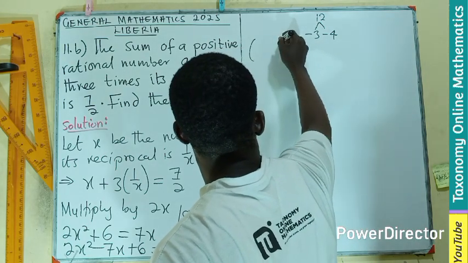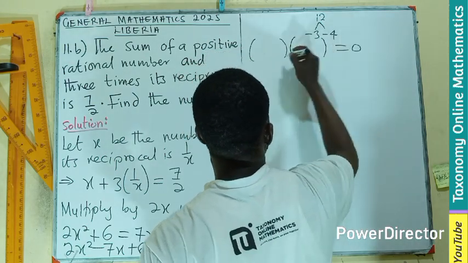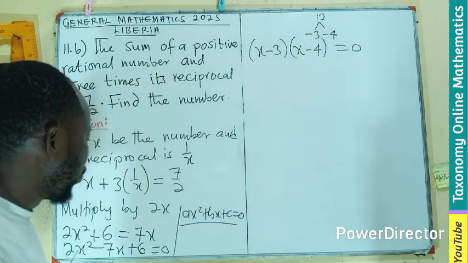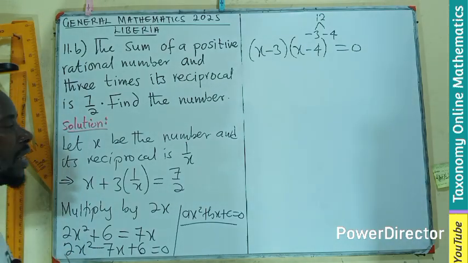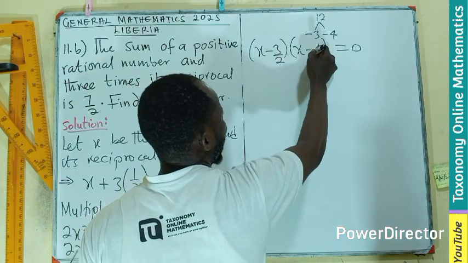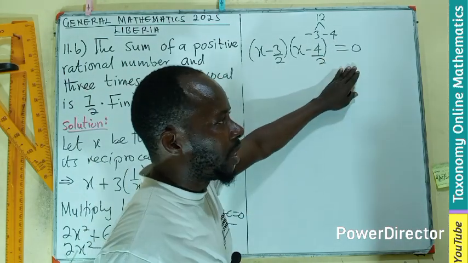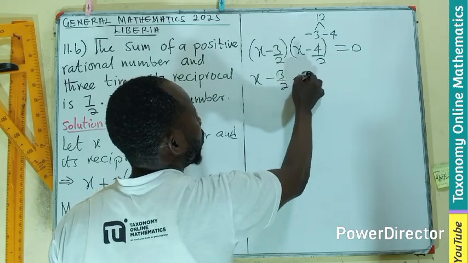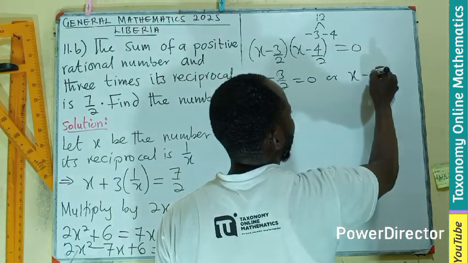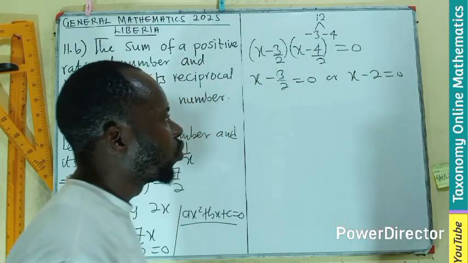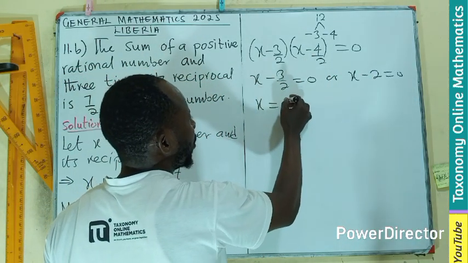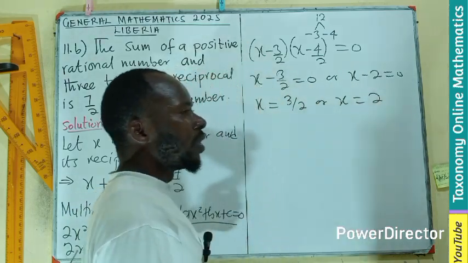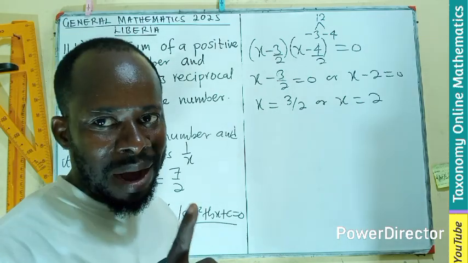So we only open 2 brackets equals to 0. First factor is 3. Second factor is this. That is what we do. But because we use the 2 in front of the x squared to multiply, we now divide that by 2. This is a multiplication equals 0, meaning x minus 3 on 2 is 0, or x minus 2 is 0. Remember this will give you 2. So when you transpose, x will be equal to 3 on 2, or x will be equal to 2.